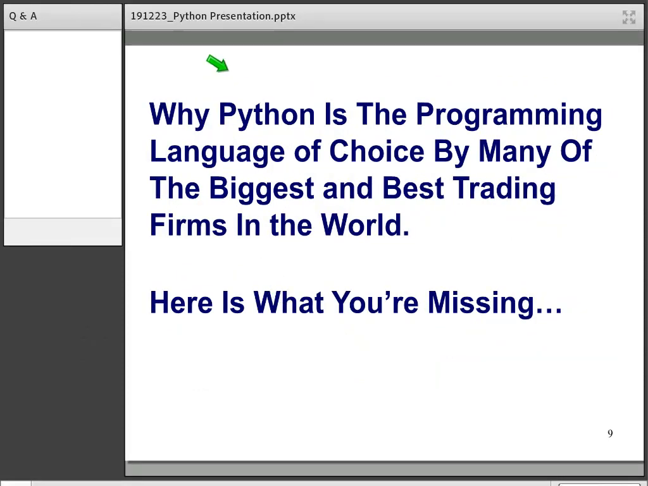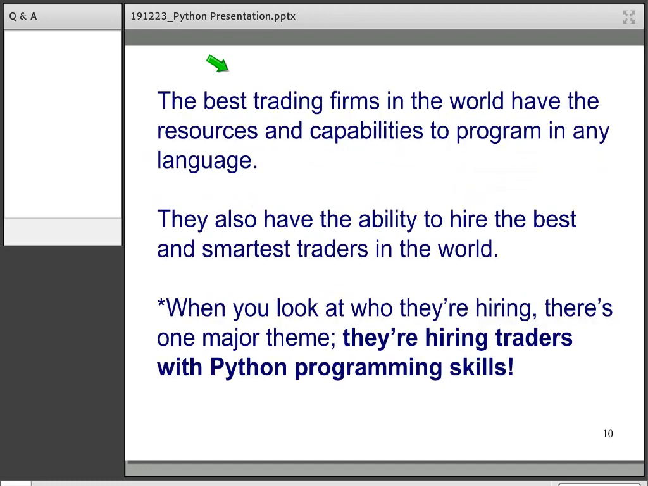So why is Python the programming language choice of many of the biggest and best trading firms in the world? If you're not trading in Python, this is what you're missing. The best trading firms in the world have the resources and the capabilities. They can program in any language that they like. They also have the ability to hire the best and smartest traders in the world.